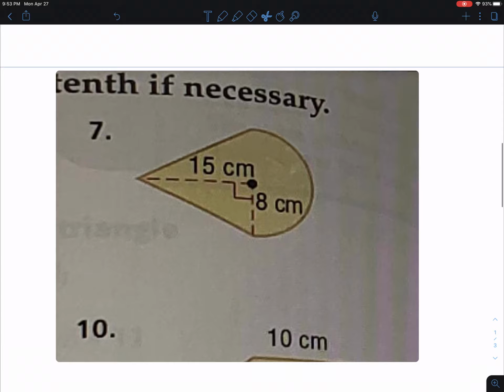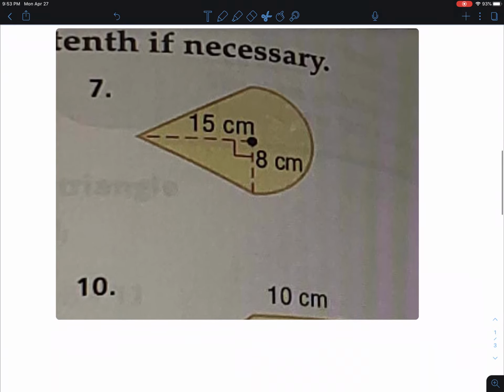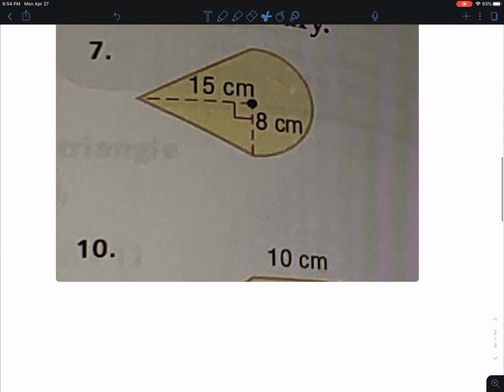I had this question that came in. It's just an image. There's another question that says find the area, so I'm assuming that this is also find the area, and I think it's round to the nearest tenth if necessary. So you want to just break it up into its basic shapes, right?